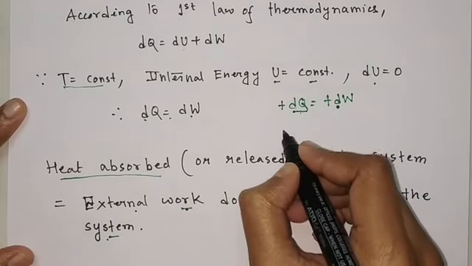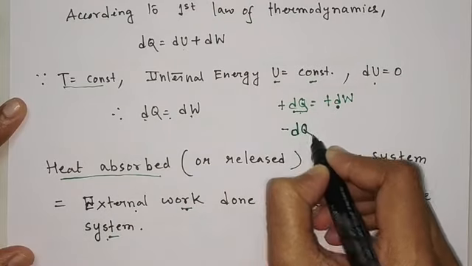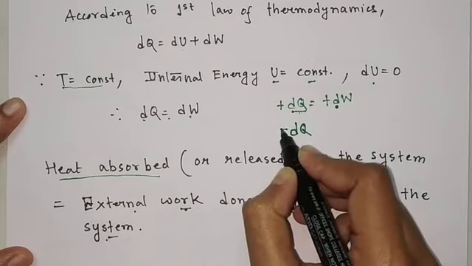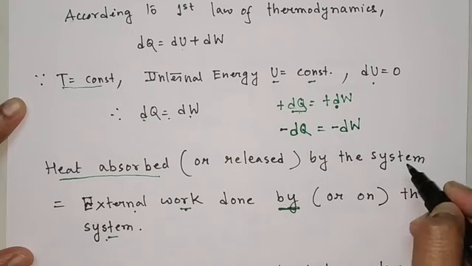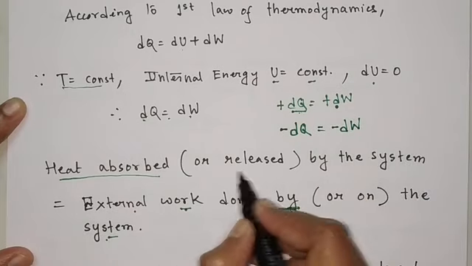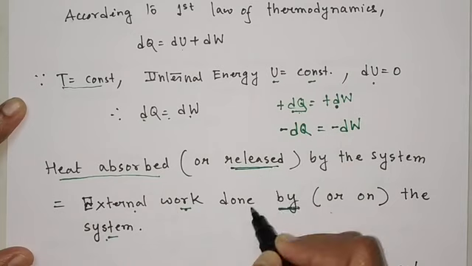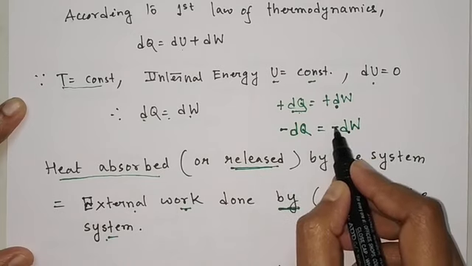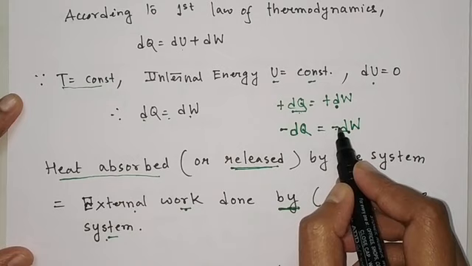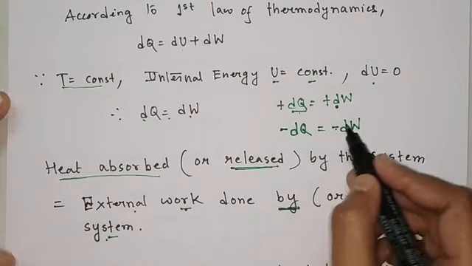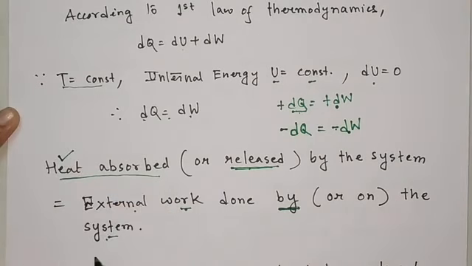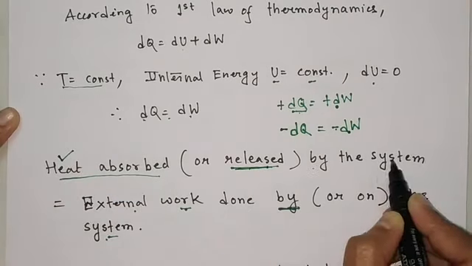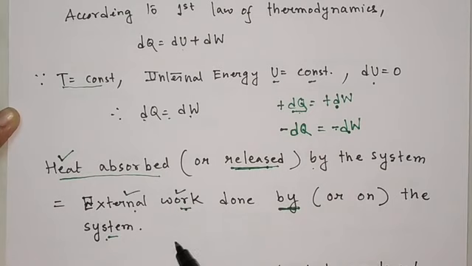But if the heat is released from the system during the isothermal process, that is minus dq, then dw will also be minus dw. So if heat is released by the system, then the work done will be negative. Negative work done means work is done on the system by some external agent. So in the second case, if heat is released by the system, then external work will be done on the system.